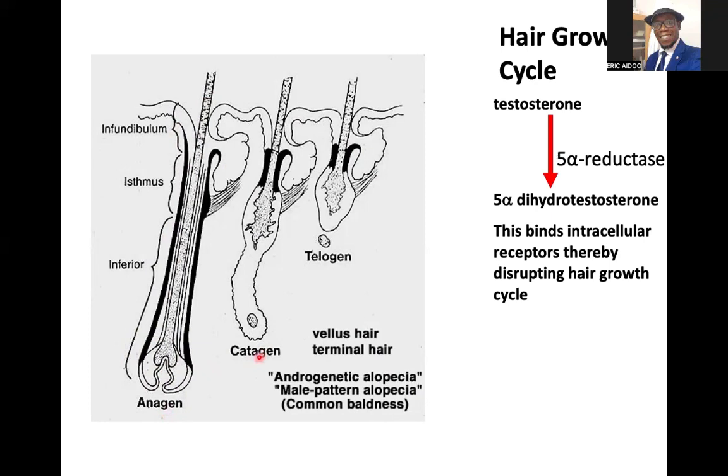They have the catagen stage, and you can see that a lot is going on in terms of degeneration at the base. And then you have the telogen, where almost everything is gone. So you have androgenetic alopecia, which is the male pattern alopecia, which is influenced by the amount of testosterone that is converted into 5-alpha dihydrotestosterone by 5-alpha reductase, which is the enzyme. So testosterone contributes to loss of hair. So this binds to intracellular receptors, thereby disrupting the hair growth cycle.